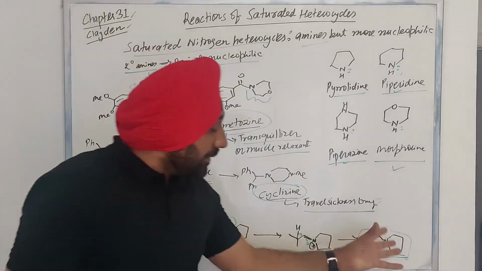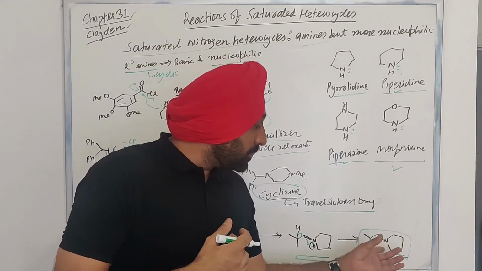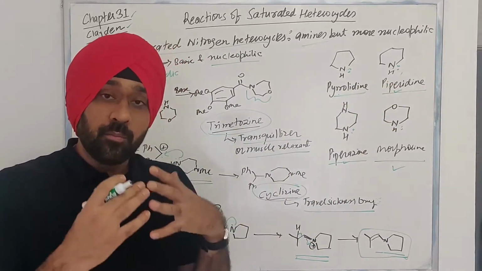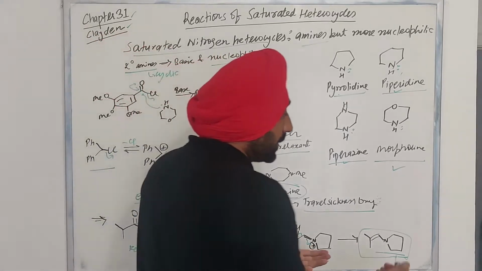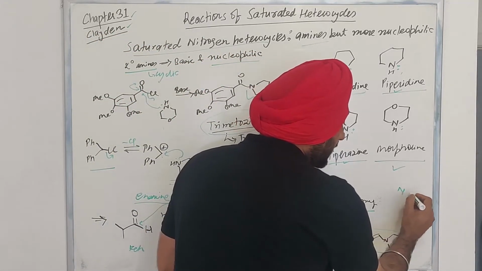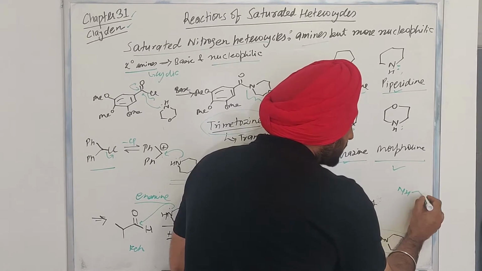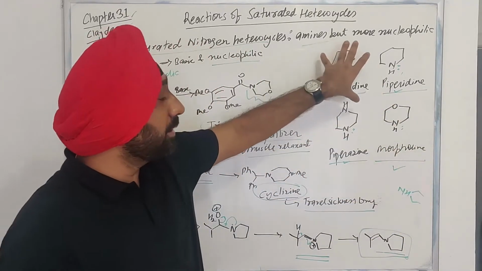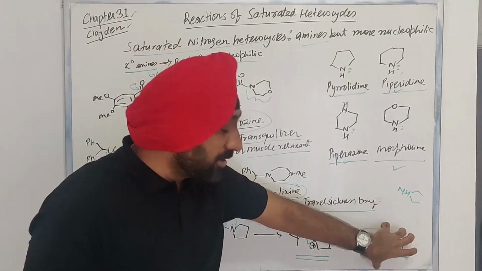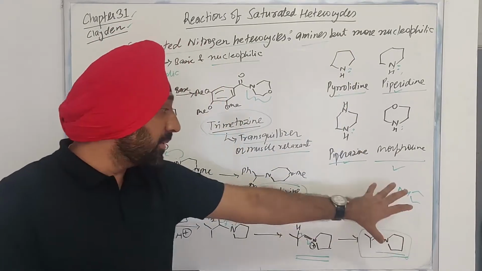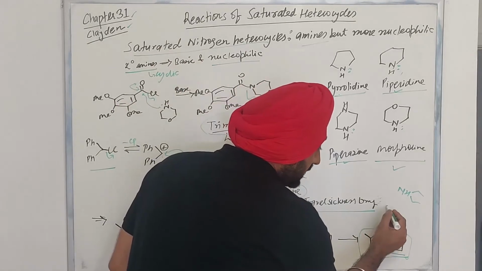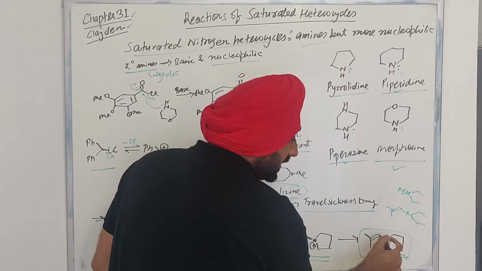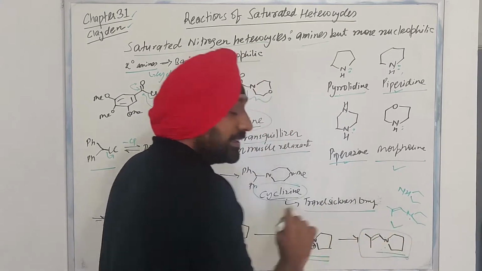Now, the enamines that you form with pyrrolidine or piperidine are more stable as compared to the enamine that you form with an acyclic amine. Let us suppose you are forming an enamine using diethylamine and you are forming an enamine with pyrrolidine. The enamine with pyrrolidine is going to be more stable than this one. So what do I mean by that? It is this one which is going to be more stable than this sort of enamine.